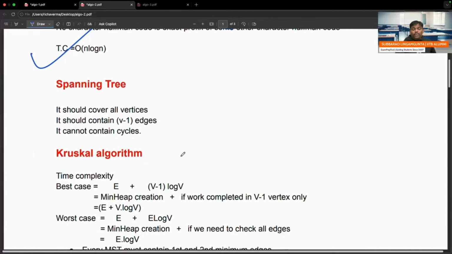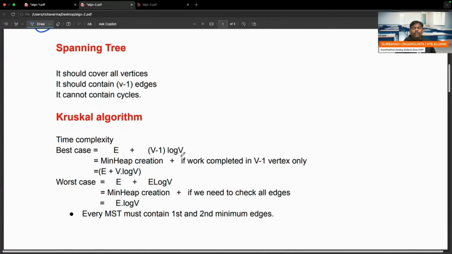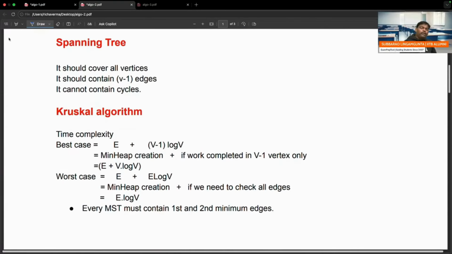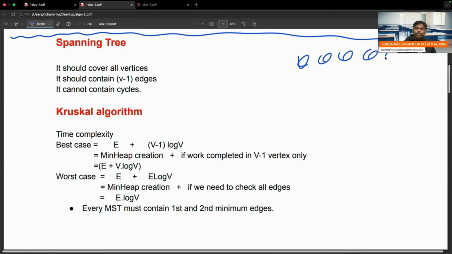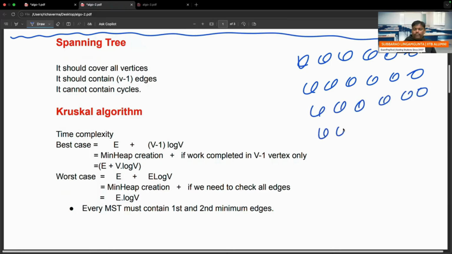Now let's come to the spanning tree. It will come mostly. It is a compulsory question. It will come compulsory. Please be careful, everyone.